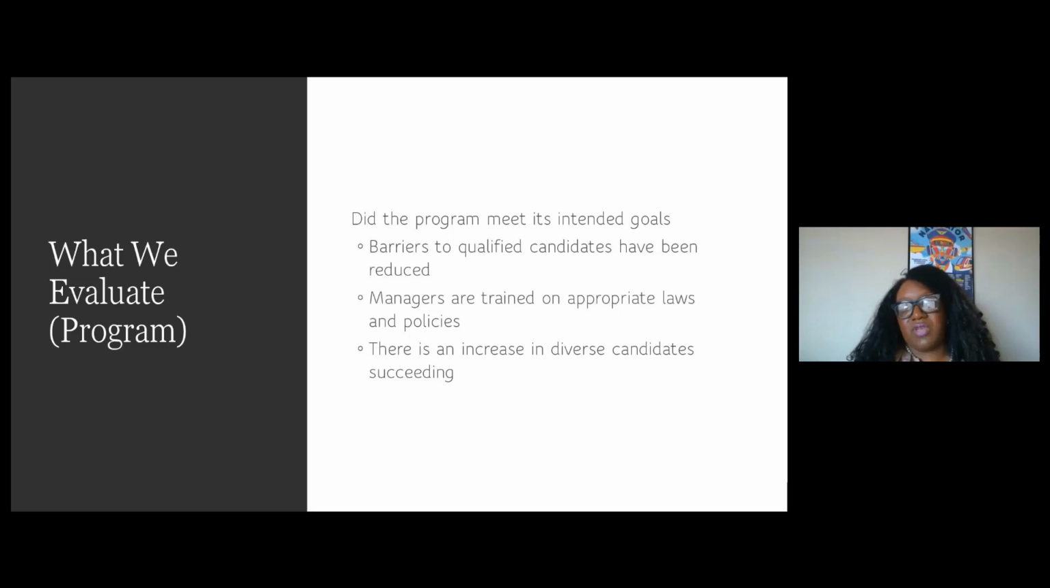So when we're evaluating a program, did the program meet its objectives, right? Did the project meet its objectives is a little bit different than the program. The project objective may be to roll all of this out, right? And we did create training and managers did attend and so on. But then the program is, again, how does it impact the overall outcome?